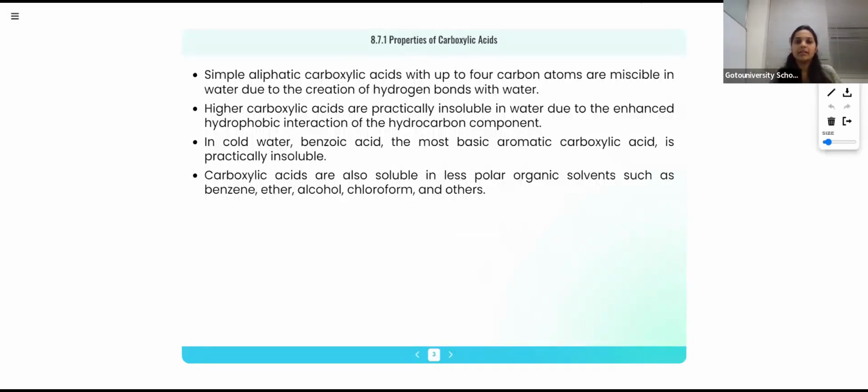Simple aliphatic carboxylic acids with up to 4 carbon atoms are miscible in water due to the creation of hydrogen bonds with the water. Same thing. I told you physical properties means we are dealing with properties like solubility, boiling point, like that. So simple aliphatic carboxylic acids with up to 4 carbon atoms are miscible in water. What is miscible? Miscible means they are mixing, right? I told you in the last class. You remember? Miscible means they are mixing together.